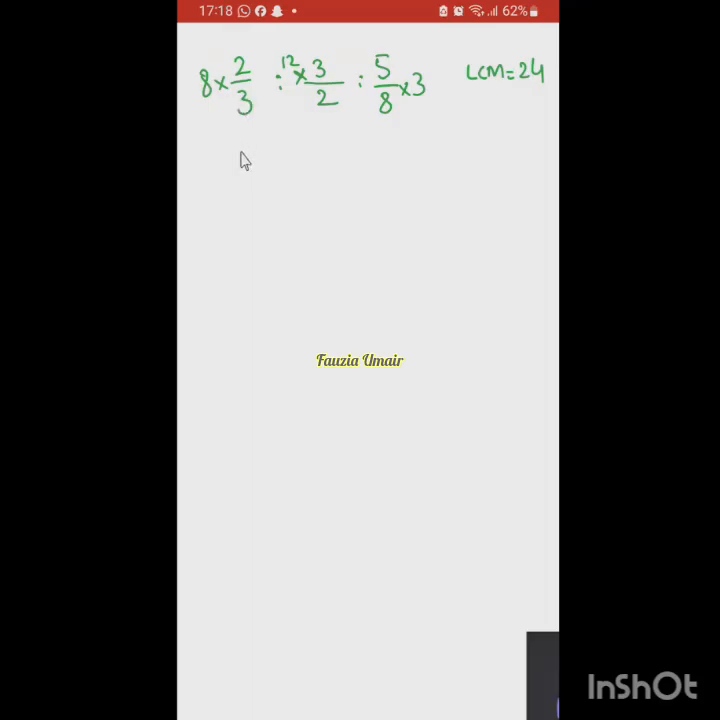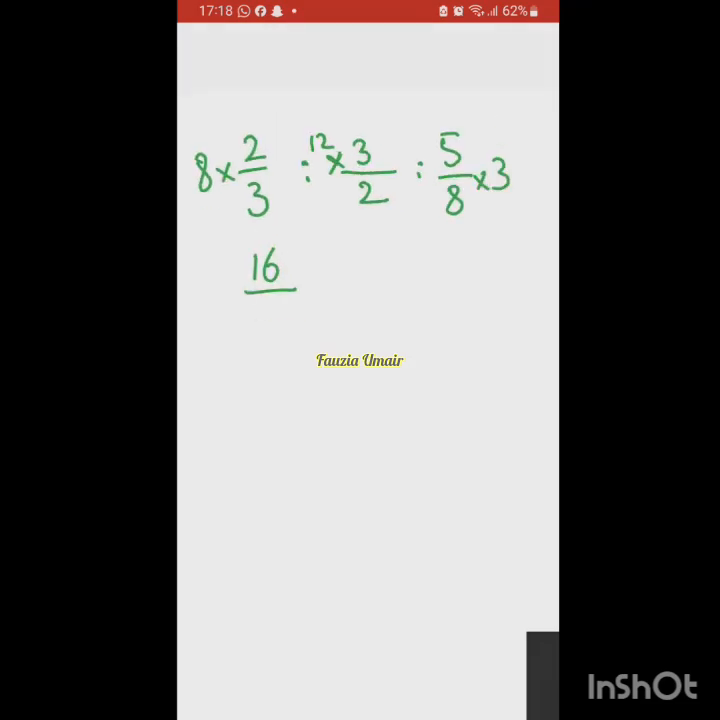What will this fraction be now? 8 2s are 16. Then ma'am, can you zoom? All right. Can you see better now? Yes. So what will be the answer if you multiply this fraction with 8? It will be 16 by 24. That's right.